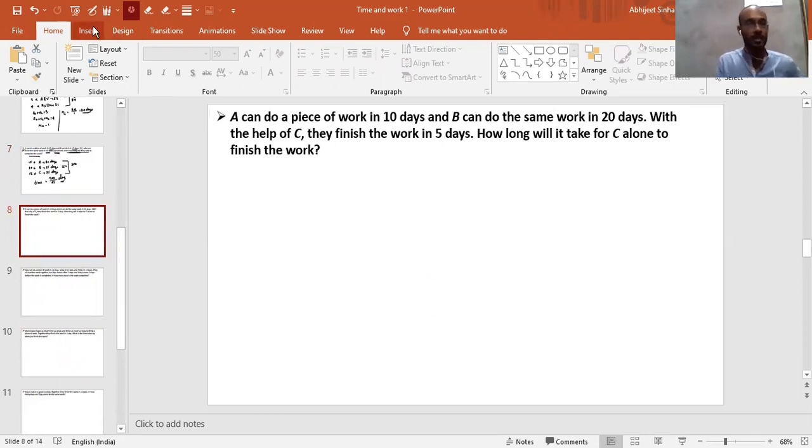Okay, so now the next question. Here it says that A can do a piece of work in 10 days, B can do the same work in 20 days. With the help of C, they finish the work in 5 days. The similar type of questions: how long will it take for C alone to finish the work? Here it is something different, right? What is changed here is that there it was mentioned that C alone can do, and we needed to calculate the time when all work together. And here, when all work together, that time is given, and we need to calculate the time when C works alone, right? So come on, quickly tell me. The way of solving these questions will be similar.